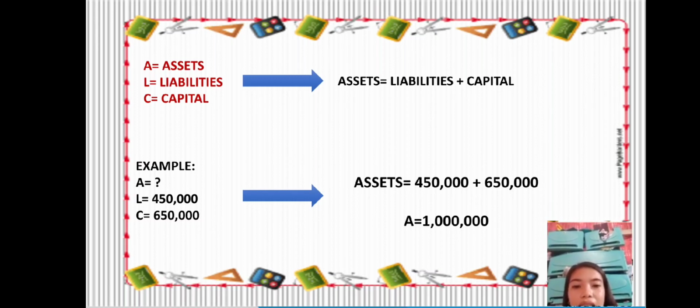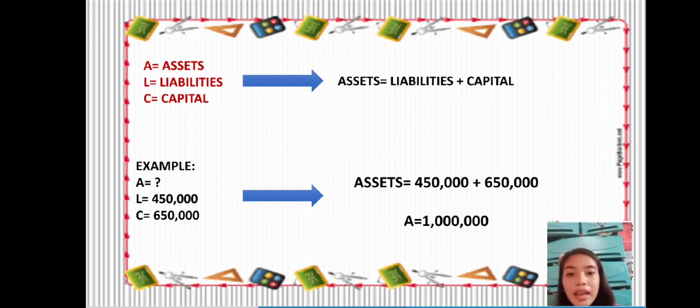Assets is equal to 450 plus 650. So here is the example. We need to find the assets. The following numbers are given already. The liabilities here is 450,000. That is the liabilities that is already given.